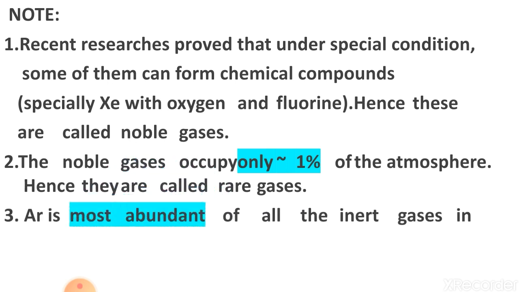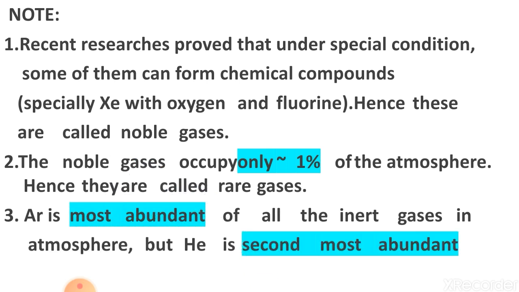Then argon is the most abundant of all inert gases in the atmosphere, but helium is the second most abundant gas in the universe after H2. So that means the first 5 elements mostly occur in air, having a volume of approximately 1%.